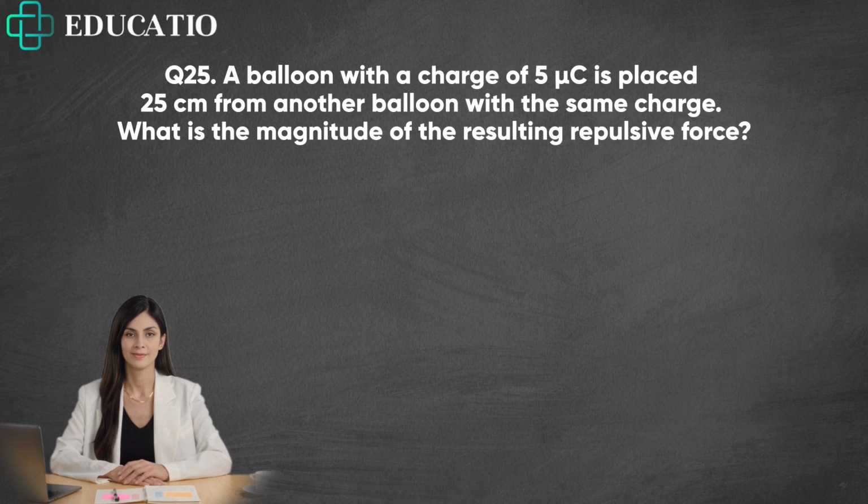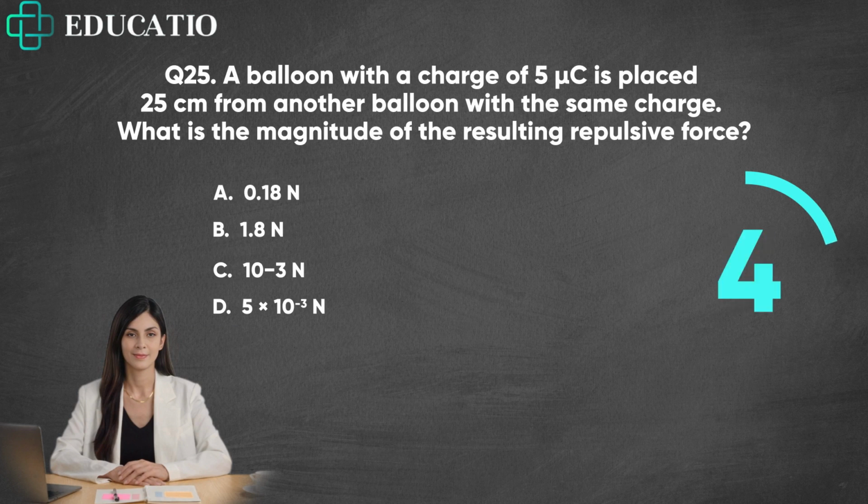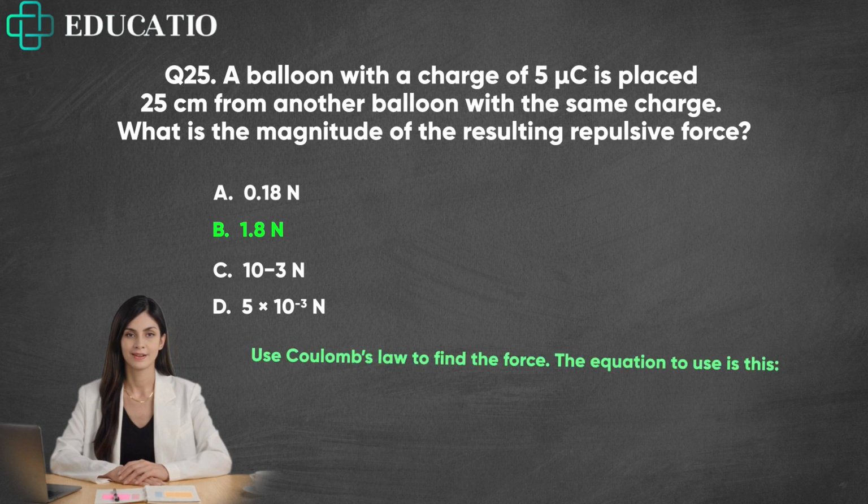Question 25. A balloon with a charge of 5 μC is placed 25 centimeters from another balloon with the same charge. What is the magnitude of the resulting repulsive force? A. 0.18 N. B. 1.8 N. C. 10⁻³ N. D. 5 × 10⁻³ N. Answer. B. Explanation. Use Coulomb's law to find the force. The equation to use is this.